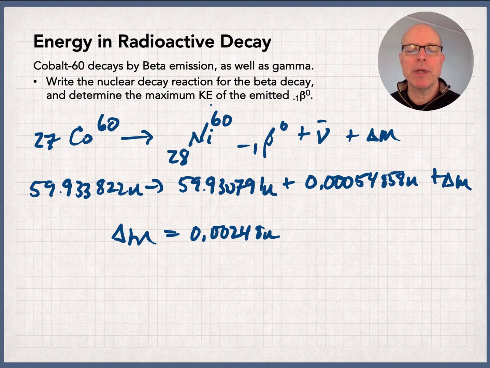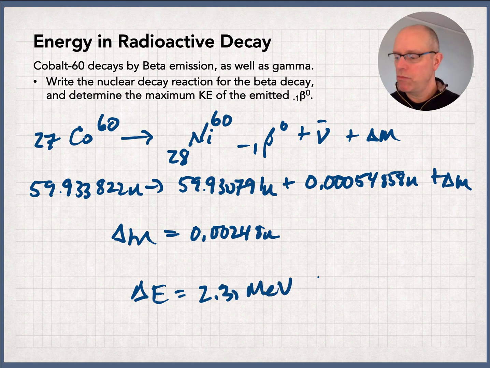And do the mass conversion, convert that to energy. The maximum kinetic energy of the beta particle would happen if all of the energy of this step was given to the beta particle. And that would be a change in energy of 2.31 MeV. Okay?